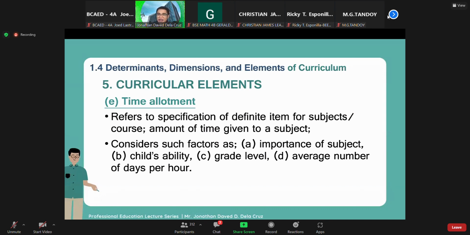Sabihin ko na yon. Although nakalagay dyan importance of the subject. Relevance, so siguro relevance for the program if the subject is a major subject for the program. Siguro sabihin natin more important. But in high school, in a general education, in a progressive view, all subjects are equal. Okay? Child's ability, grade level, and average number of days per hour ang basis ng time natin. As I've mentioned kanina, math and science have longer time offered because according to studies, it requires longer time to study in order to acquire the knowledge. Kailangan yung mas mahabang oras. Okay? Para mas ma-acquire mo yung knowledge.